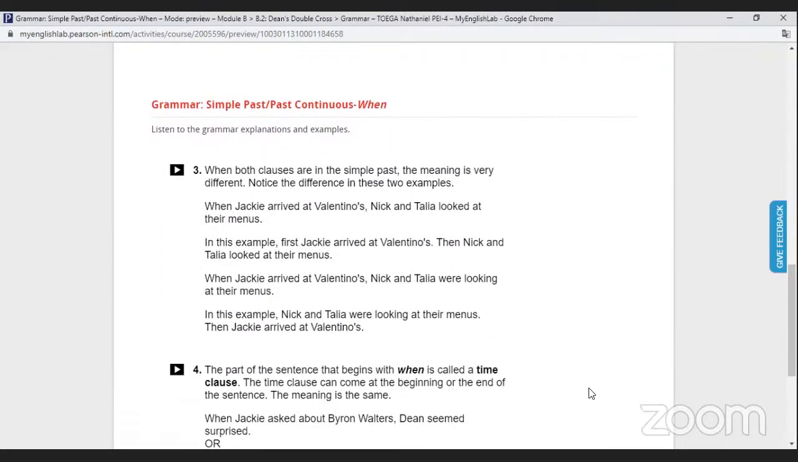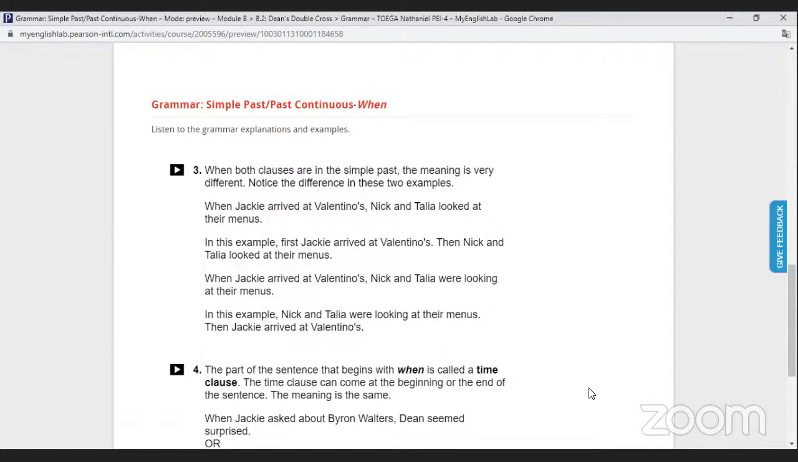Number 3, we can see when both clauses are in the past, the meaning is very different. That is the difference in these two examples. Read, please. When Jackie arrives at Valentino's, Nick and Dalia look at their menus. In this example, first Jackie arrived at Valentino's, then Nick and Dalia look at their menus. When Jackie arrived at Valentino's, Nick and Talia were looking at their menus. In this example, Nick and Talia were looking at the menus, then Jackie arrived at Valentino's.